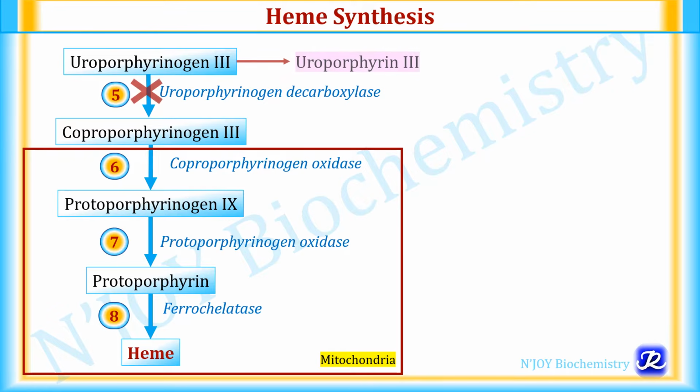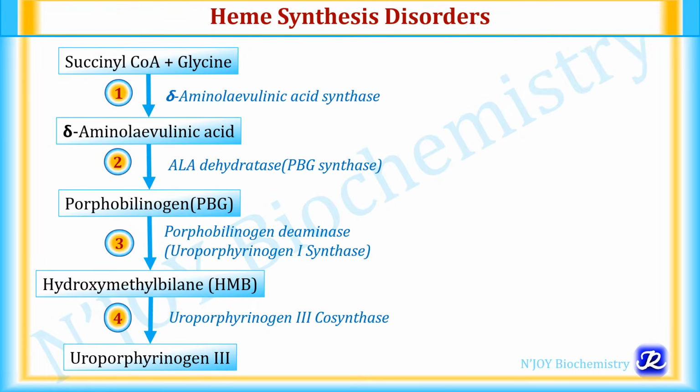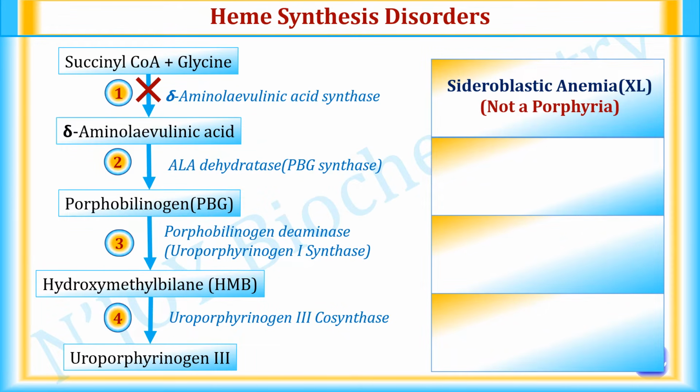If there is any defect in the fifth reaction, the uroporphyrinogen is converted to uroporphyrin and it is excreted. So these are the various steps of heme biosynthesis. Now coming to the heme synthesis disorders, if there is defect in the first enzyme of heme biosynthesis, that is delta ALA synthase, it results in sideroblastic anemia, which is X-linked. It is not included in porphyria.